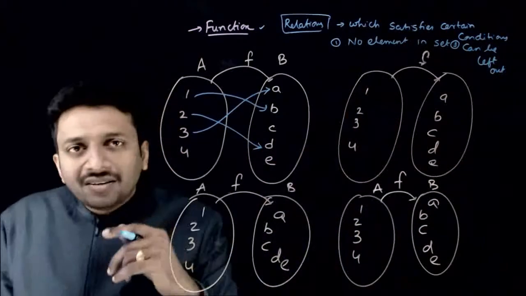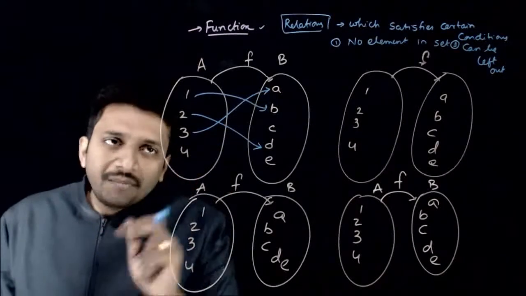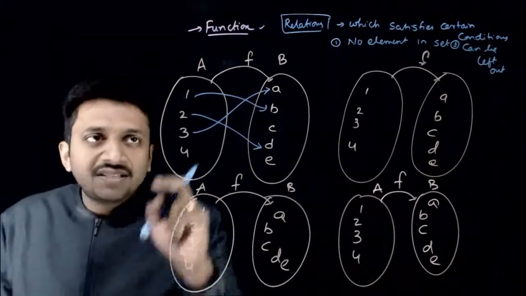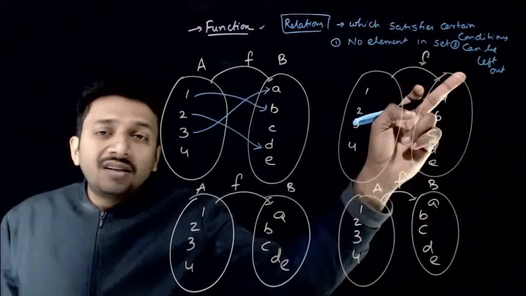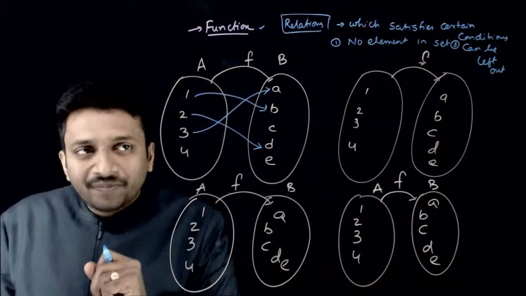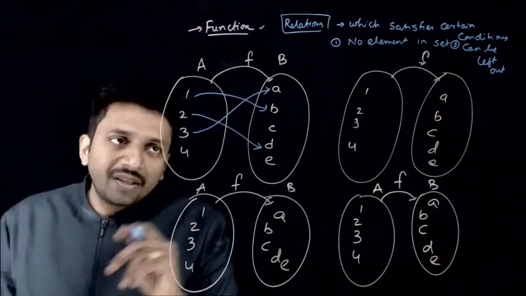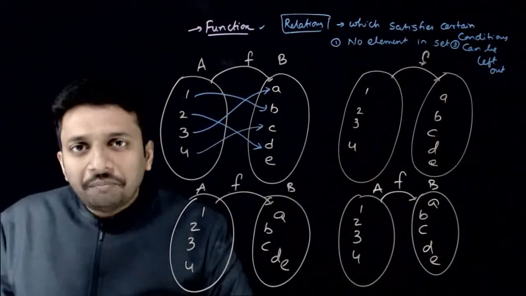In a relation, elements in the first set can be left out also. That is, this is also a relation. But this is not a function because the first condition that has to be satisfied is that each and every element in set A has to be related to an element in the second set. So I cannot leave any element. That is, 4 should also have an image. All the elements have to be mapped.